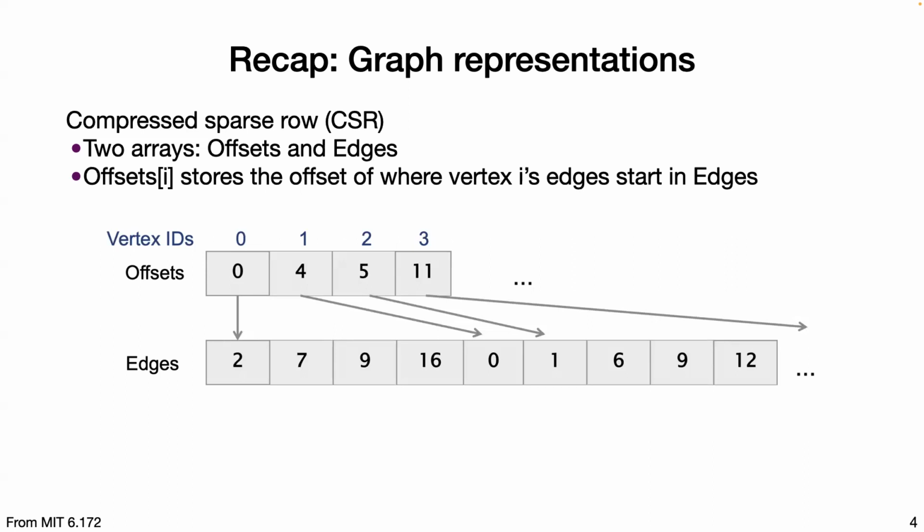It stores the contiguous neighbors of every vertex one after the other: the neighbors of vertex 0, then the neighbors of vertex 1, and so on until the end. Then the offsets is the index into it, and the last item in offsets is the total number of edges you have.